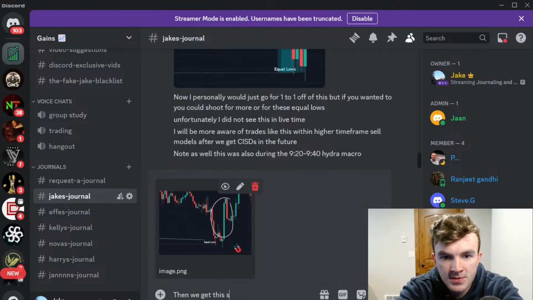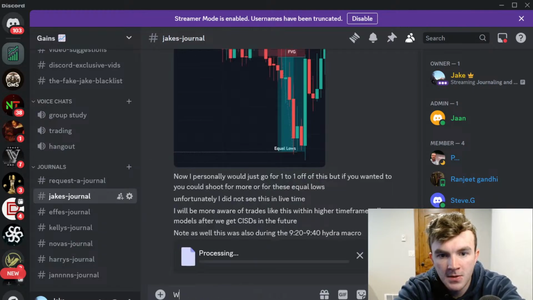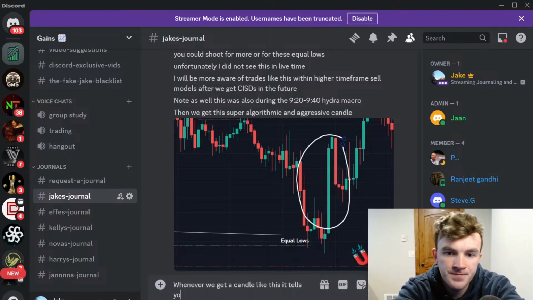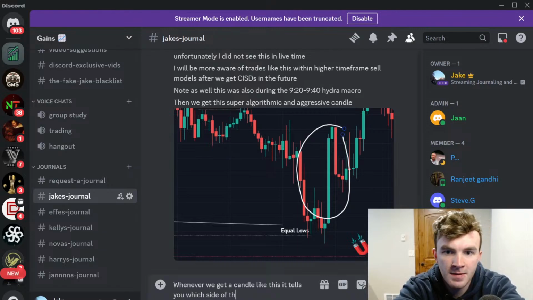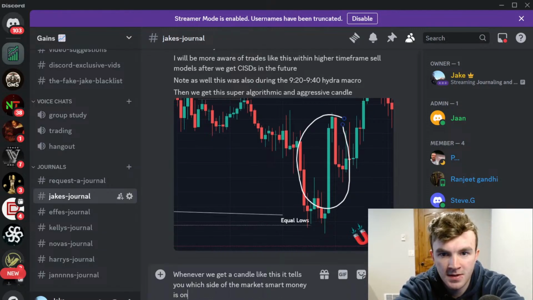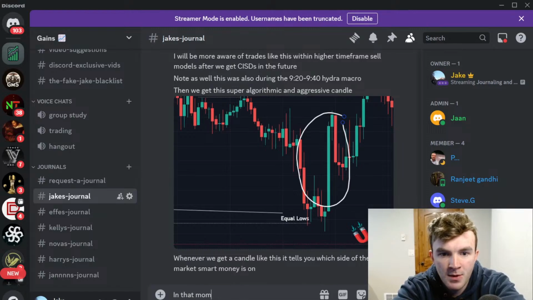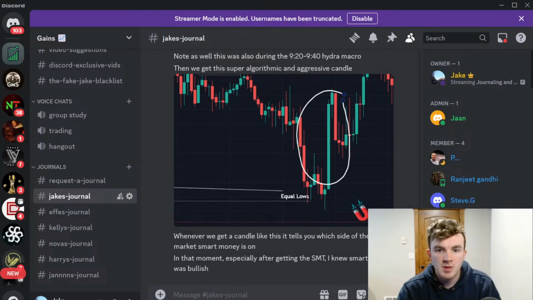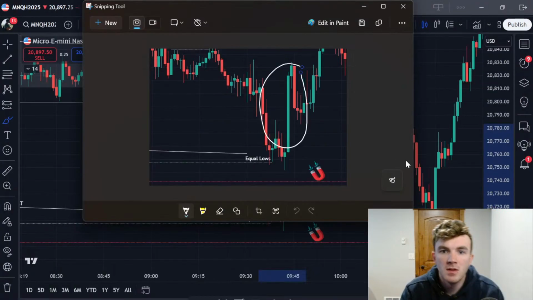Then we get this super algorithmic and aggressive candle. Whenever we get a candle like this, it tells you which side of the market smart money is on. In that moment, especially after getting the SMT, I knew smart money was bullish. Okay.